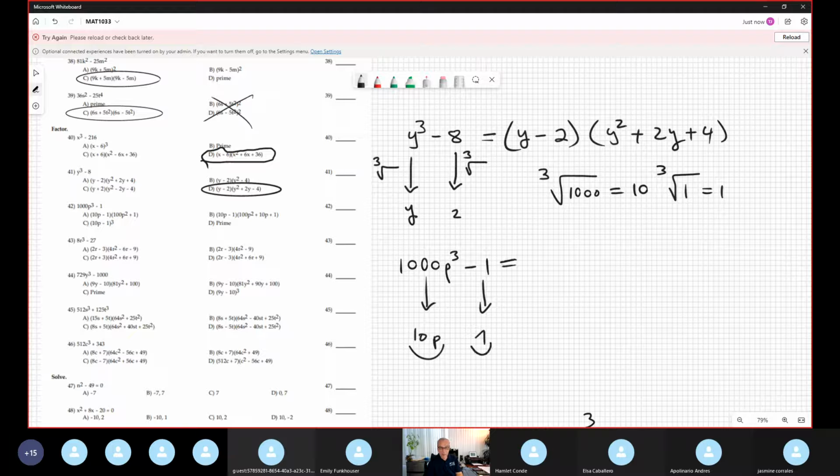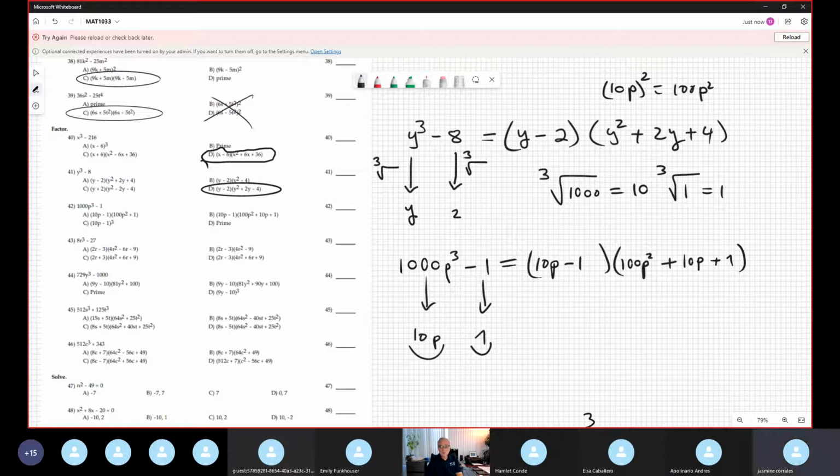I copy the formula. The formula says 10p minus 1. Be careful now. The formula says square this, which is 100p squared. Where does this come from? 10p squared. It's obvious: 10 times 10 is 100p squared. Plus the multiplication of both, in this case a coincidence, which is 10p, plus the square of 1, which is 1. I have a question. In the first parentheses, wouldn't it be 1000 p?